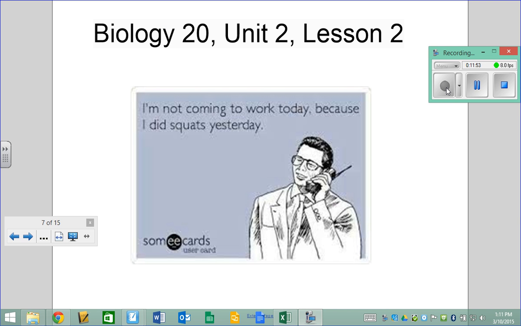All right, so we are on Unit 2, Lesson 2. I put this awesome little cartoon up here that says, I'm not coming to work today because I did squats yesterday.